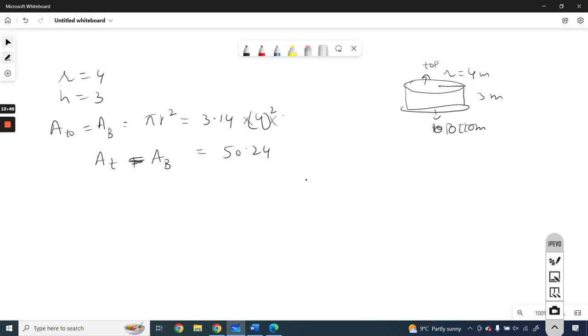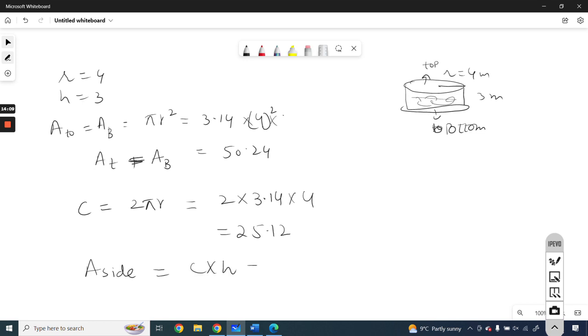Top and bottom both have the same area. Okay, now we have to find the circumference of the circle. That would be C equals 2 pi r. So 2 pi r equals 2 times 3.14 times 4. That would be 25.12. Now you have to find the area of the shape that is in between the two circles. The area of the side is circumference times height. The circumference we just did, 25.12, and the height is 3. So it would be 75.36.